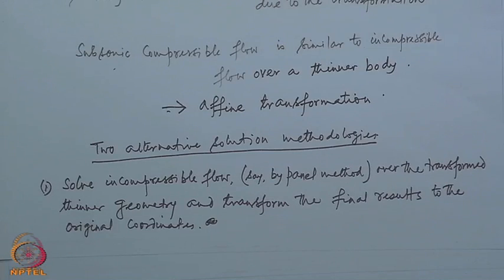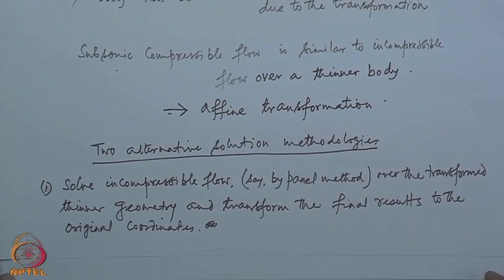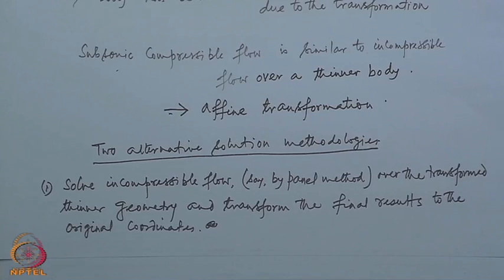That is what we can do in this case: we apply this transformation to the geometry, we get the transformed geometry, and on this transformed geometry we solve the incompressible flow using, say, the most suitable method, which is of course the panel method. So, the advantage in this case is that if we have a panel method developed for an incompressible flow, we can use that straightaway to find compressible flow just by applying the transformation to the geometry. The solution that we obtain from the incompressible flow over the thinner body, the solution in terms of phi, the velocity components, pressure coefficients, can now be transformed to the original coordinate.